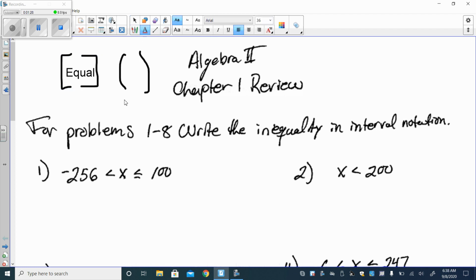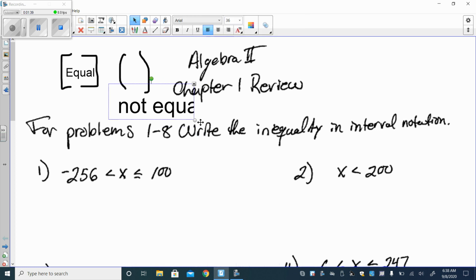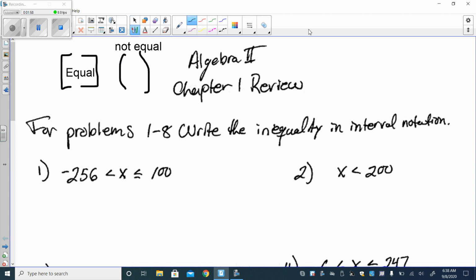Now the parentheses is going to be our not equals. So when it has just the less than or greater than, we're going to use parentheses on both sides. If they're both less than on both sides, or both greater than, or we just have greater than or less than, we're going to use the parentheses. If we have less than or equal to or greater than or equal to, we'll use the brackets. Now the other two that we have are kind of a combination of the two, so we have a parenthesis and a bracket, or a bracket and a parenthesis. So we're going to use one of these 4.